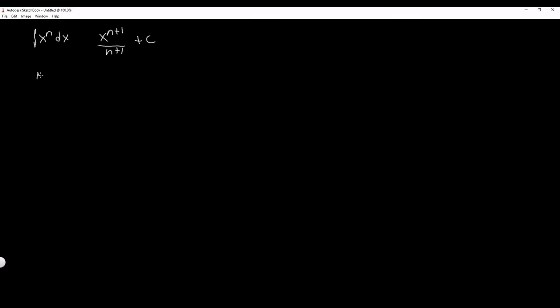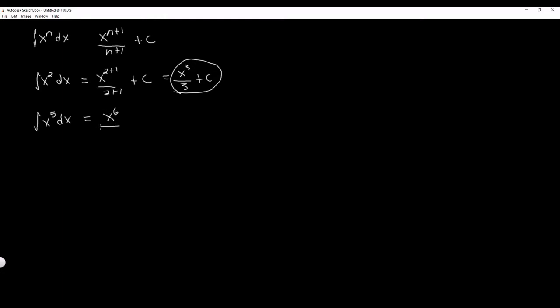Let's try, for example, the integral of x squared dx. Well, if we add 1 to the exponent, that'd be x to the 2 plus 1 divided by 2 plus 1 plus c. And if we simplify this, this would be equal to x cubed divided by 3 plus c. Okay, so take the integral of x to the 5th dx. Same thing, add 1 to 5, so that'd be x to the 6th, divided by 6, plus c.